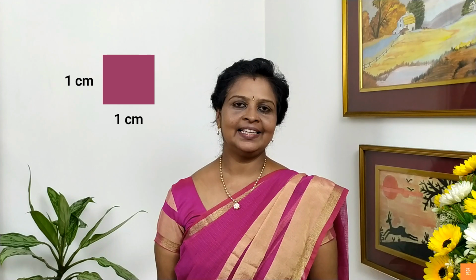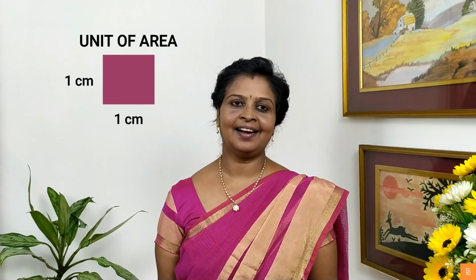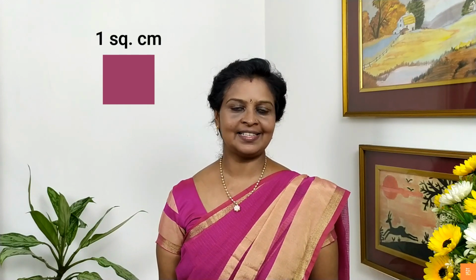Now for area. A square with a side 1 centimeter was taken as the unit of area and called 1 square centimeter. Why a square of 1 into 1 centimeter is taken as the unit of area? Unit of length is 1 centimeter. This is totally an arbitrary length. It is the standard because the whole world has accepted it as 1 unit of length.